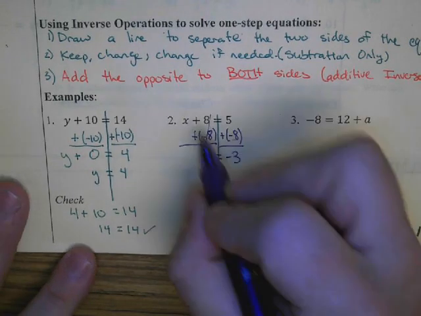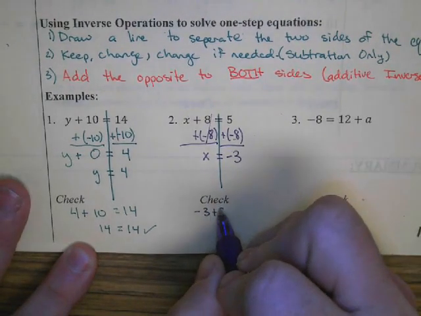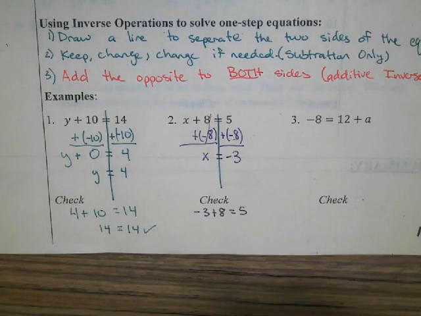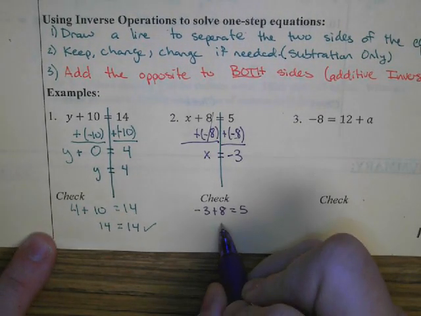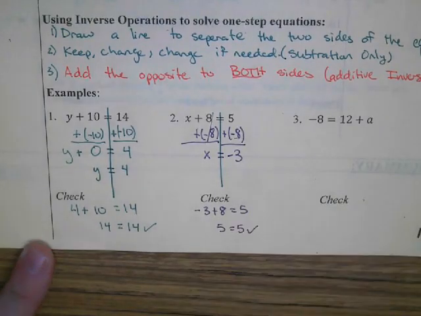So now let's check our work. I'll have -3 plus 8 equals 5. Is this true? Well, we have different signs, so we'll subtract, and I have 5 equals 5, and that's true.